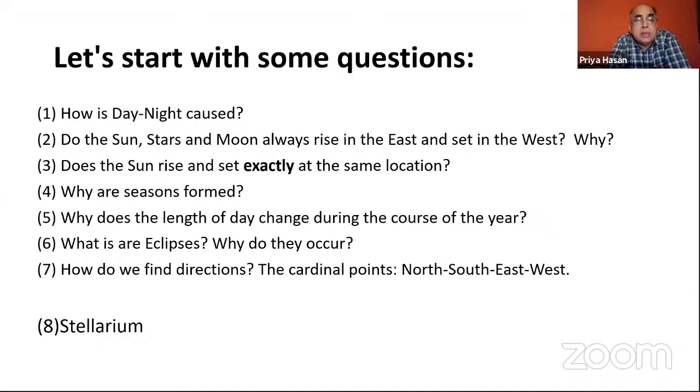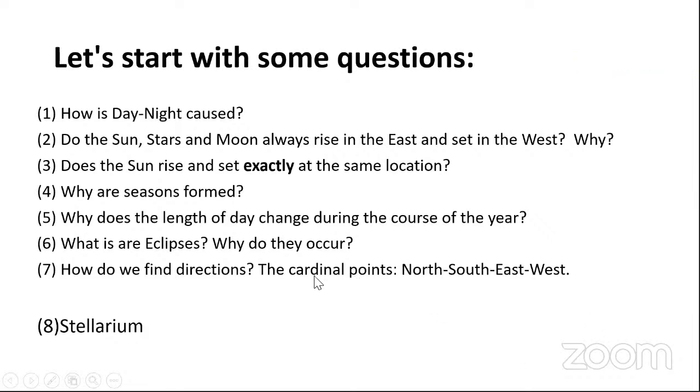Why are seasons formed? What is the cause of seasons? Why does the length of day change during the course of the year? What are eclipses? Why do they occur? And how do we find directions? Exact south, exact west. How do we form the north, south, east, west points?